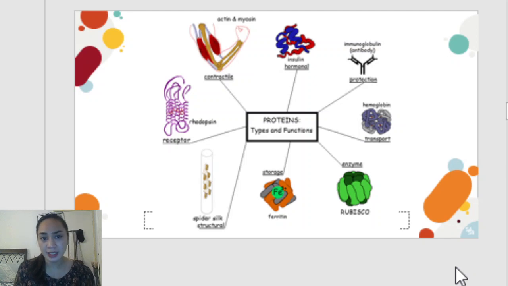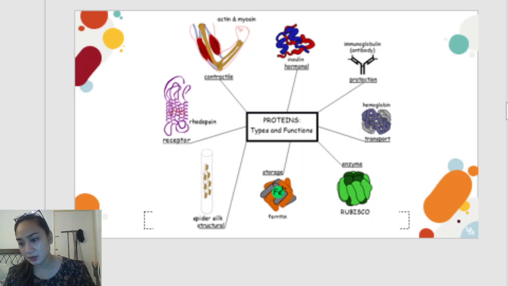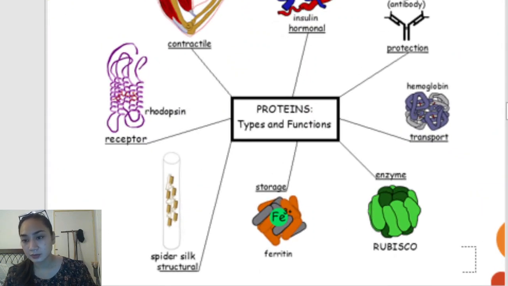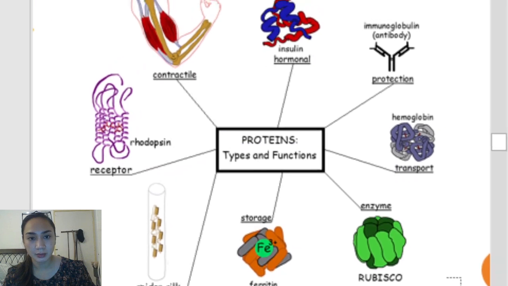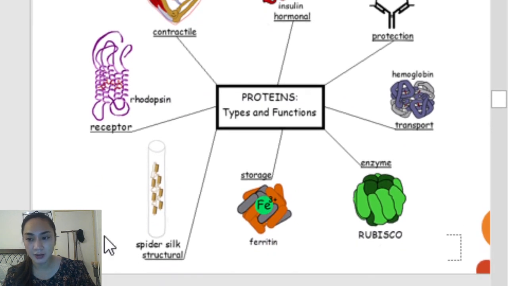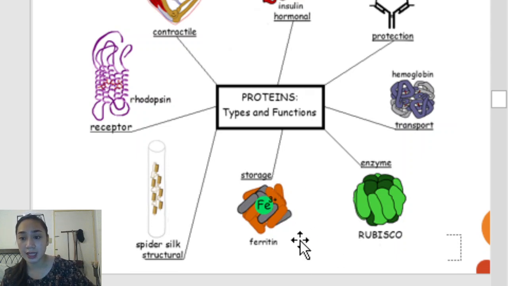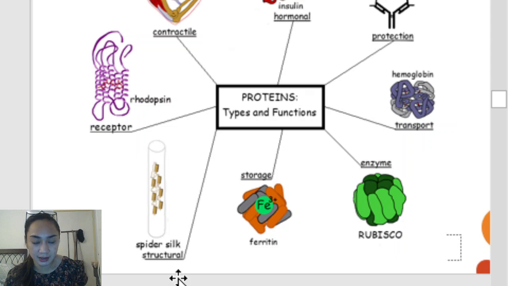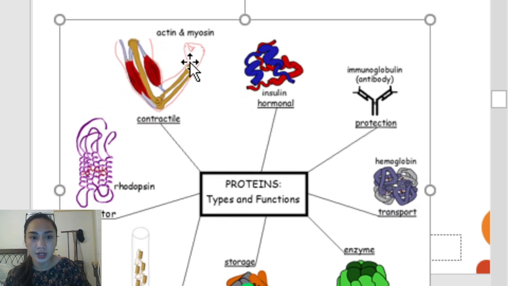Okay, so what are examples of the types and functions of protein? Let me zoom in on this again. We have hormonal, such as insulin. We have antibody, immunoglobulin. We have transport, such as hemoglobin, found in red blood cells. We have enzyme, and for storage, our ferritin in the blood. And then, what else? The so-called spider silk, in structural. It's not literally a spider, guys. It's just called spider silk. We have rhodopsin as a receptor, actin and myosin for contractions in the muscles.